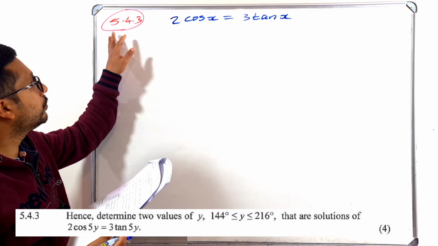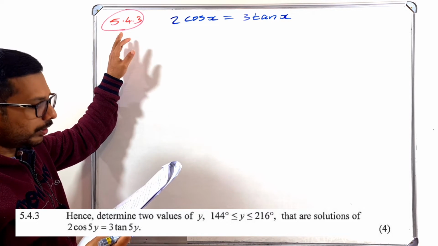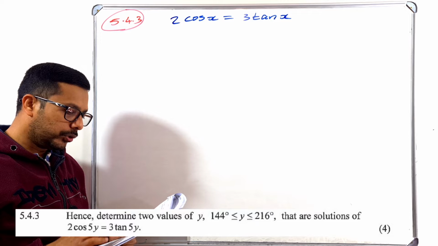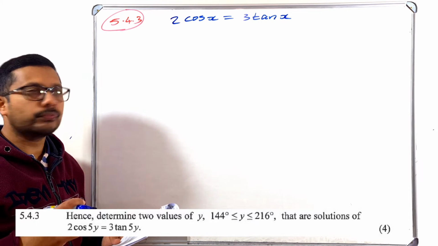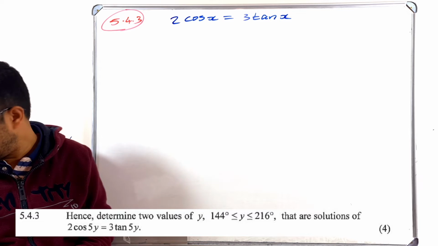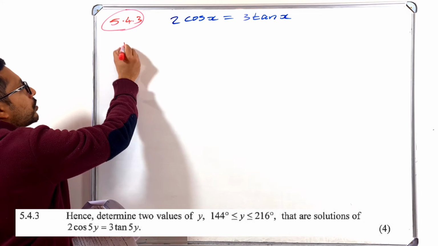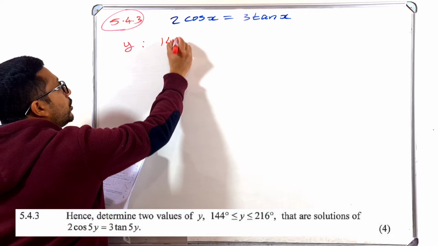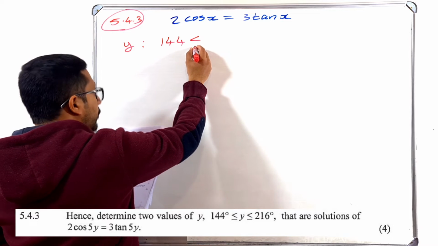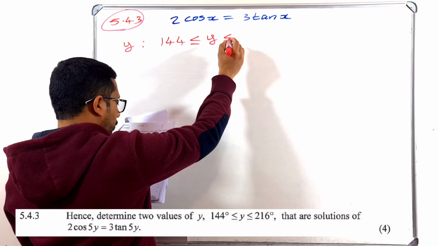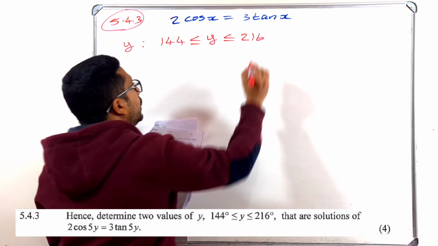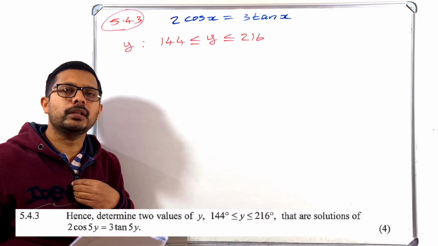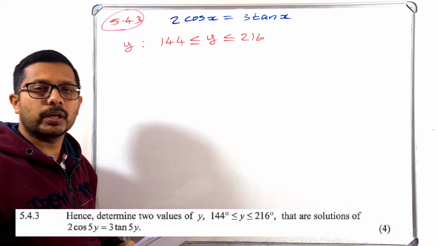Now let's go to question number 5.4.3. What is written there? Hence determine two values of y. You have to find two values of y. And y must lie between 144 and 216, that is 144 less than or equal to y less than or equal to 216.